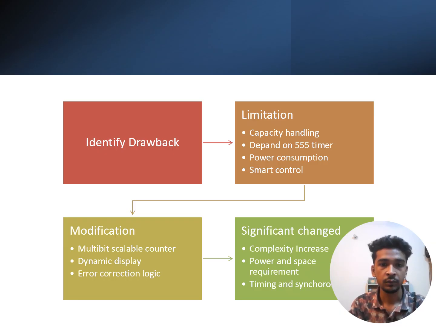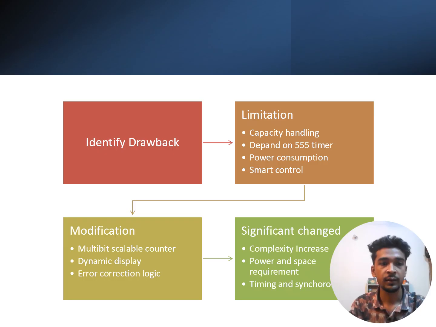The modifications, first of all, a multi-bit scalable counter. It replaces the fixed-bit counter with an n-bit synchronous counter. Then dynamic display: update to an LCD display that allows real-time number of available spaces. And error correction logic: use memory-mapped I/O or a shift register to control a large LED or LCD display.